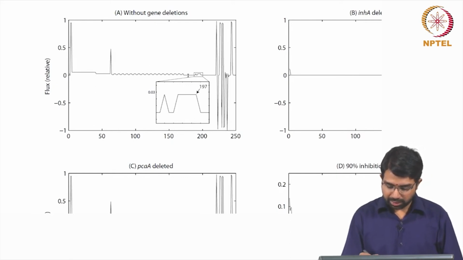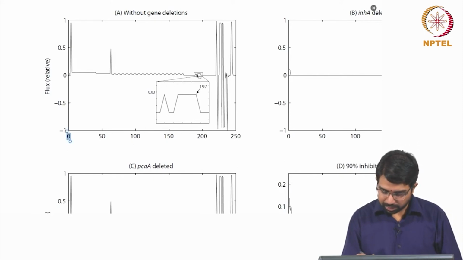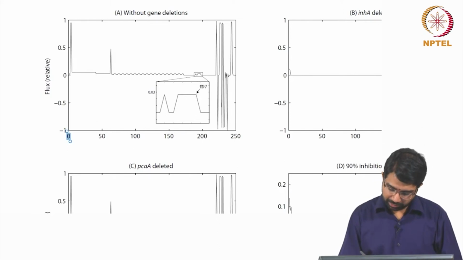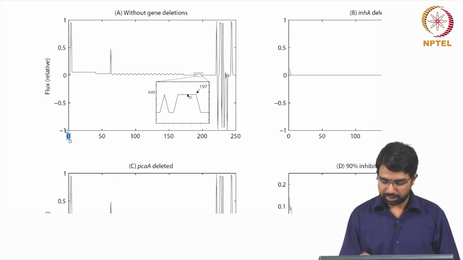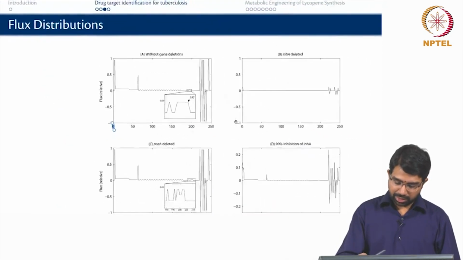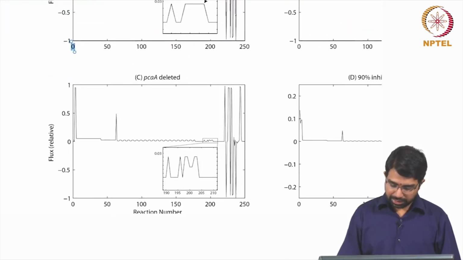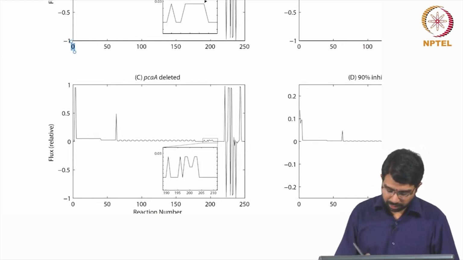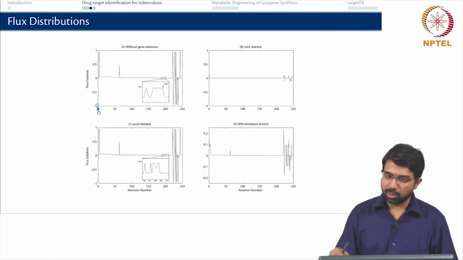right? And finally, this part is where you have the mycolates, right? So you have alpha mycolate is reaction number 197, which has some flux of 0.029 or something like that, and these are the other mycolates, right? So you have all the mycolates being listed here, and you see here that there is a redistribution. When I delete PCAA, which is an important gene for alpha mycolate production, you see that there is a redistribution of the fluxes here. And when I delete INHA, it all goes to 0 basically.